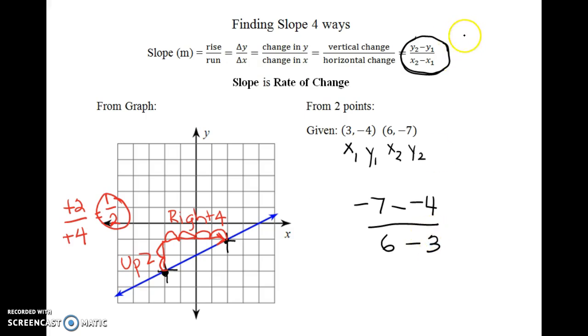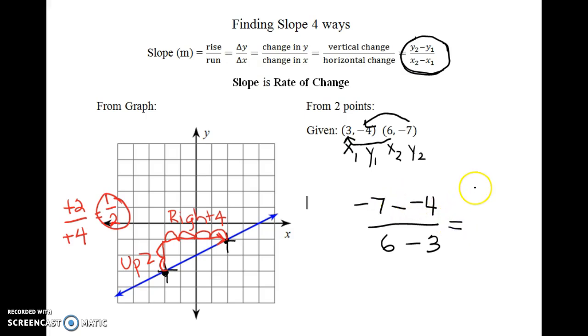You may also want to connect them. So the negative 7 goes to the negative 4. They are both the second numbers in each of those points. And the 6 and the 3 are also the first part of those points. So those are my x numbers. Notice that 6 and 3 is in the denominator, negative 7, negative 4 is in the numerator.